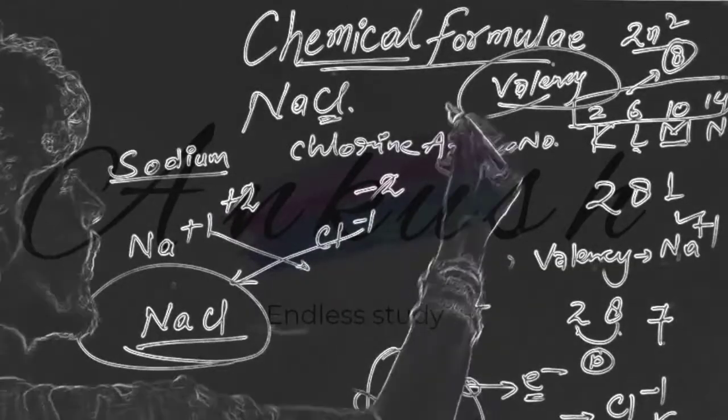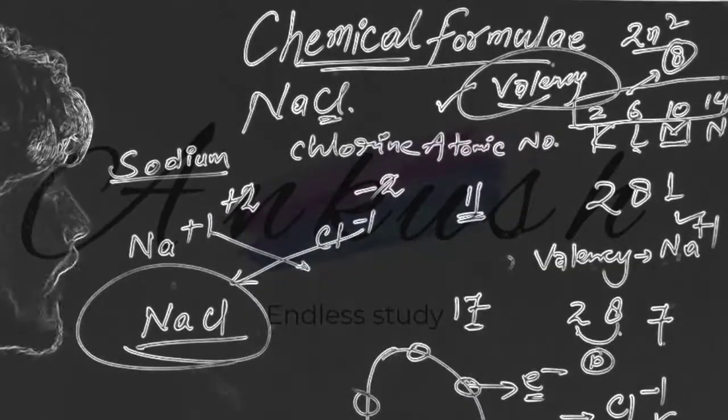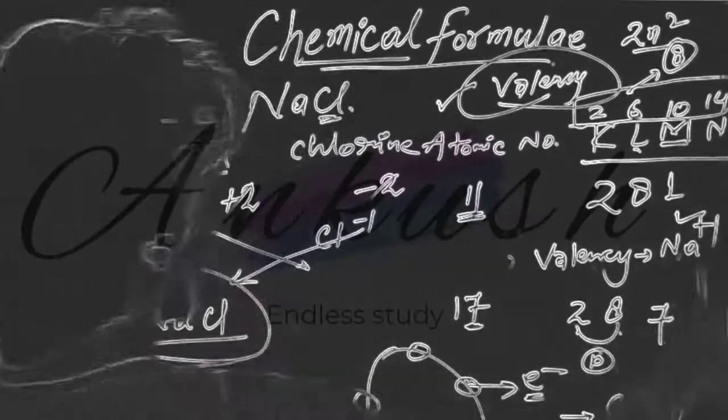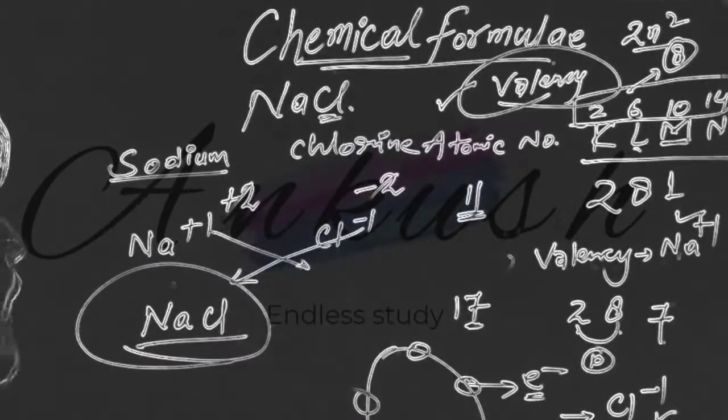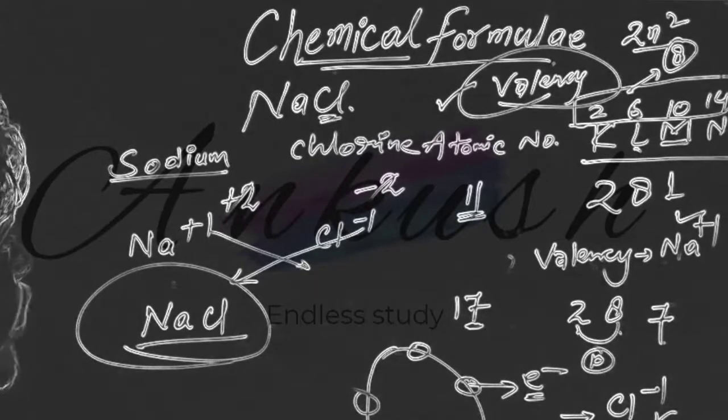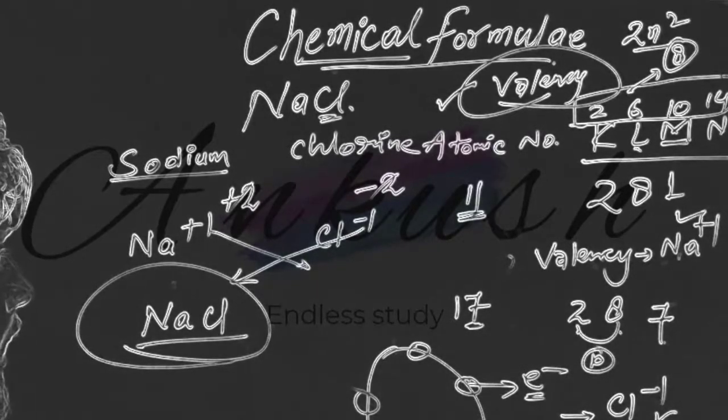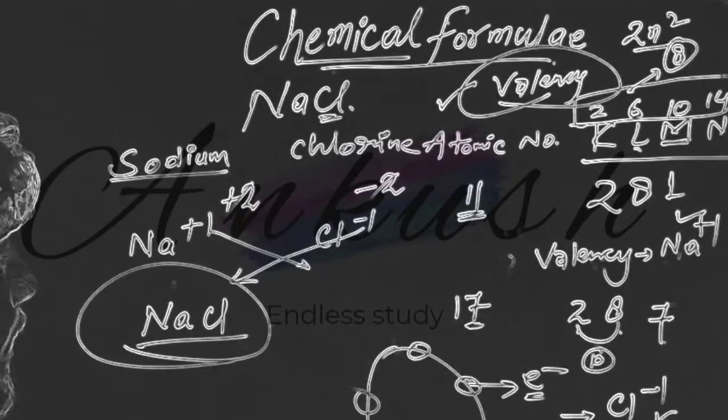For that you should be knowing valency, and for finding valency you should be knowing electronic configuration, that is K, L, M and N. If you have any doubts or you didn't understand that, you can write in the comment box and I can explain it again or take another example for explaining.